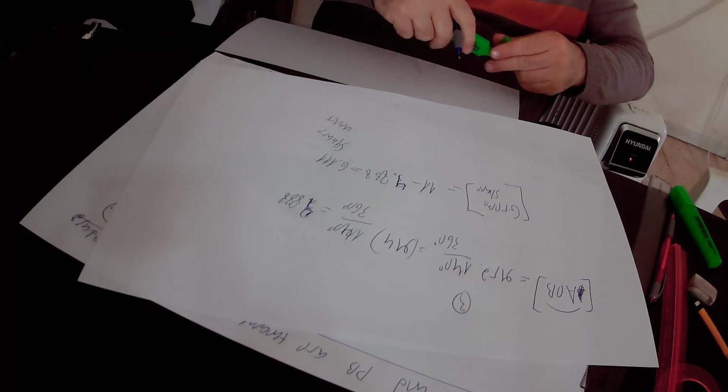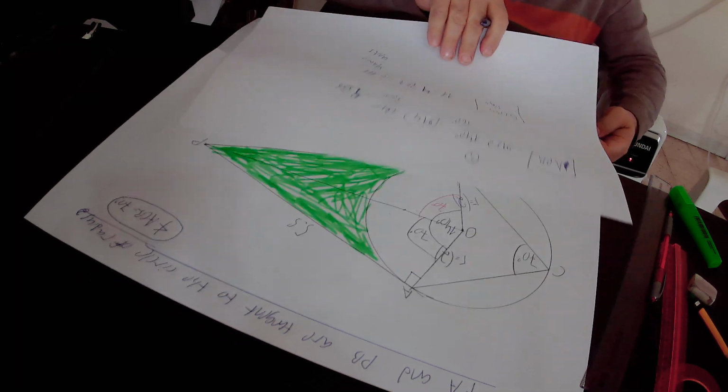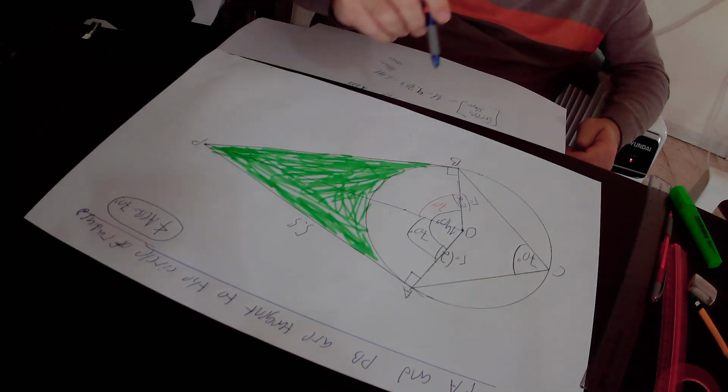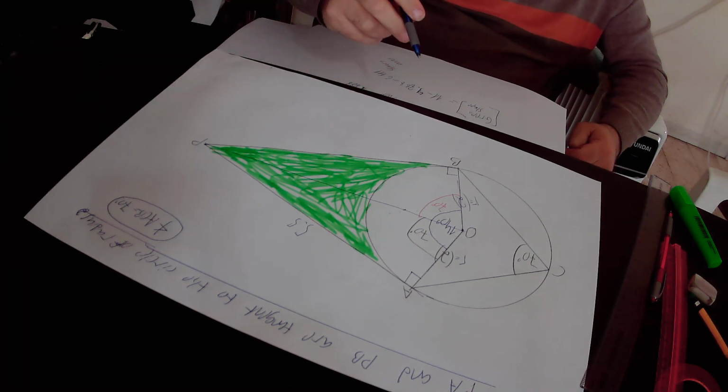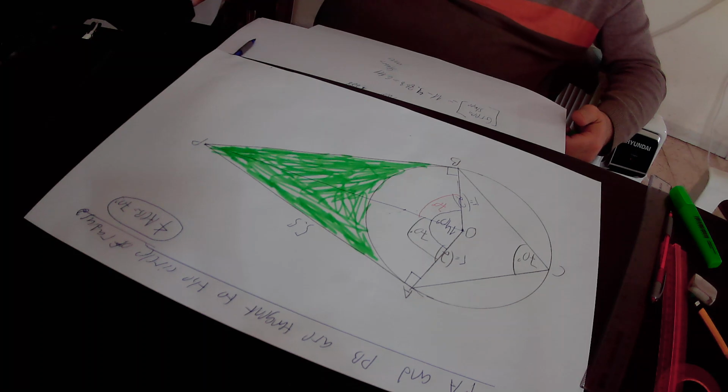So we already found out that the area of this green shape is equal to 6.111 square units. So in the next step, I will summarize the lecture.